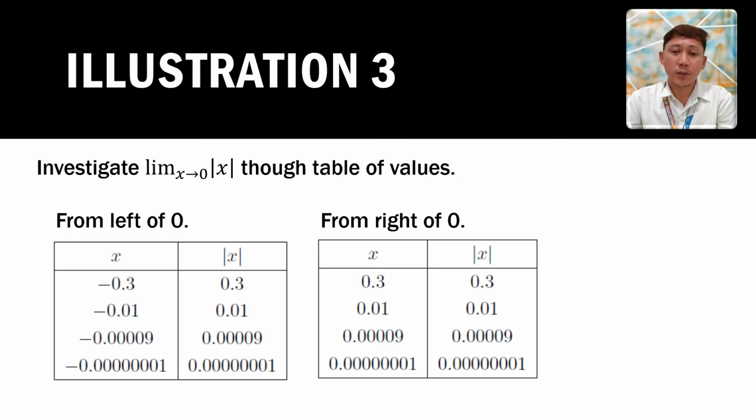Okay, so the limit of the function is equal to 0. So therefore, the limit of the absolute value of x as x approaches 0 is 0.